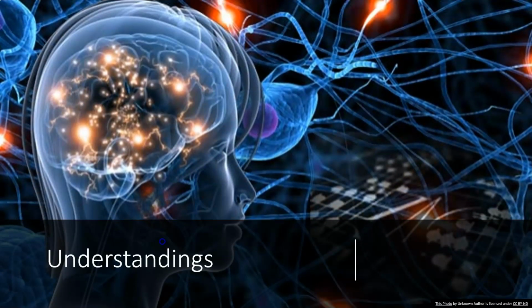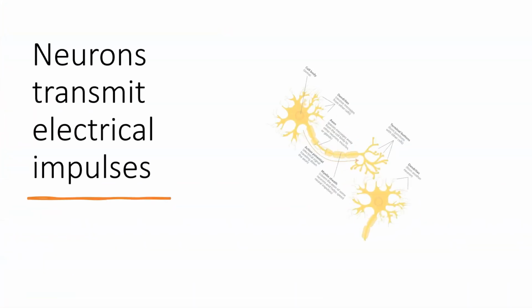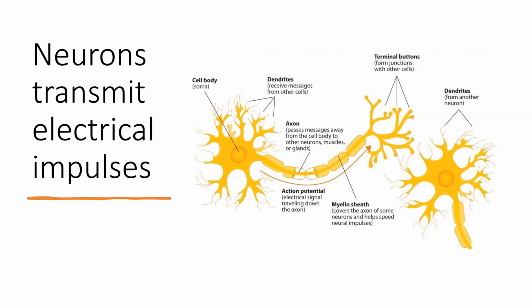Okay, our understandings. So first up, neurons transmit electrical impulses. So the whole nervous system runs through these pulses of electricity, basically, that run through the neurons. Now we're going to look at how that actually occurs in a lot more detail.